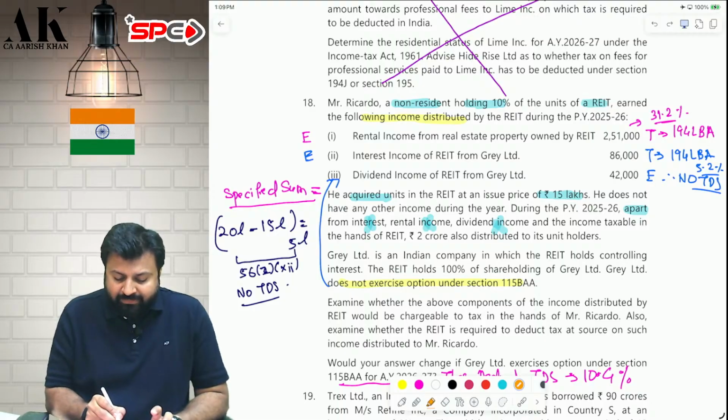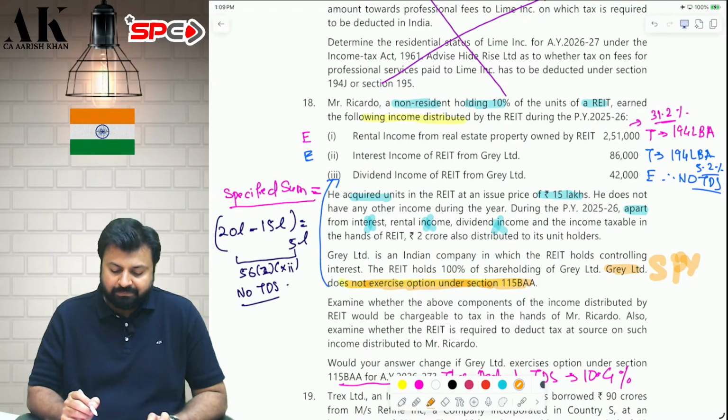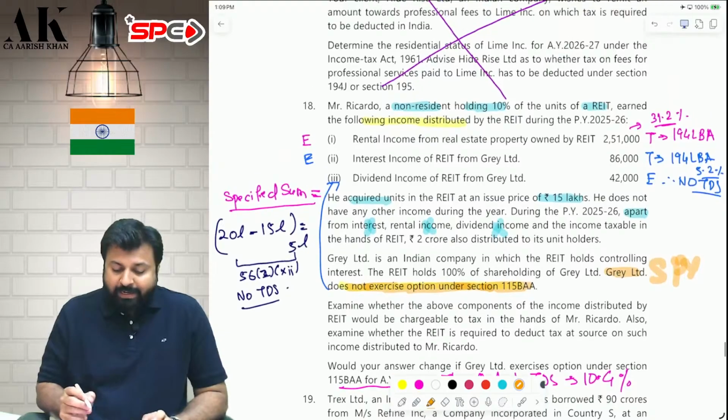One more information is given that Grey Limited does not exercise. Who is Grey Limited? Grey Limited is the SPV. The SPV does not exercise the option under 115BAA. That is very important for taxing dividend income. First of all, let's try to understand one by one.